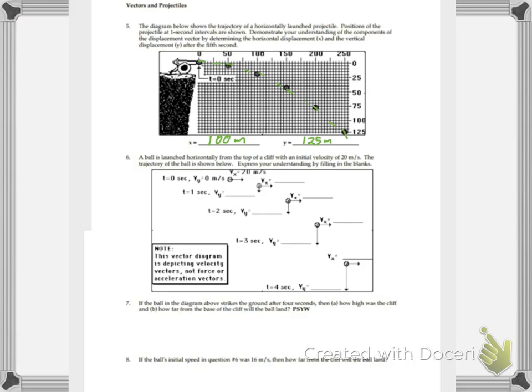Number 6, the ball being launched with an initial velocity of 20 meters per second. So now we're looking at the velocity vectors here. So just what the velocities are at these moments in time.